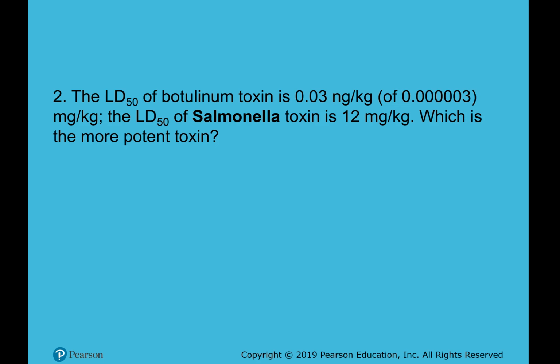So here's a question. The LD50 of botulinum toxin is 0.03 nanograms per kilogram, and the LD50 of salmonella is 12 milligrams per kilogram. So that's why you have the conversion there. That threw me off for a minute. But you can see with all those zeros that there's quite a big difference if we just use milligrams per kilogram. The botulinum toxin takes just a tiny quantity versus salmonella, which would take a lot more to be lethal. So our answer would be the botulinum toxin is more potent.